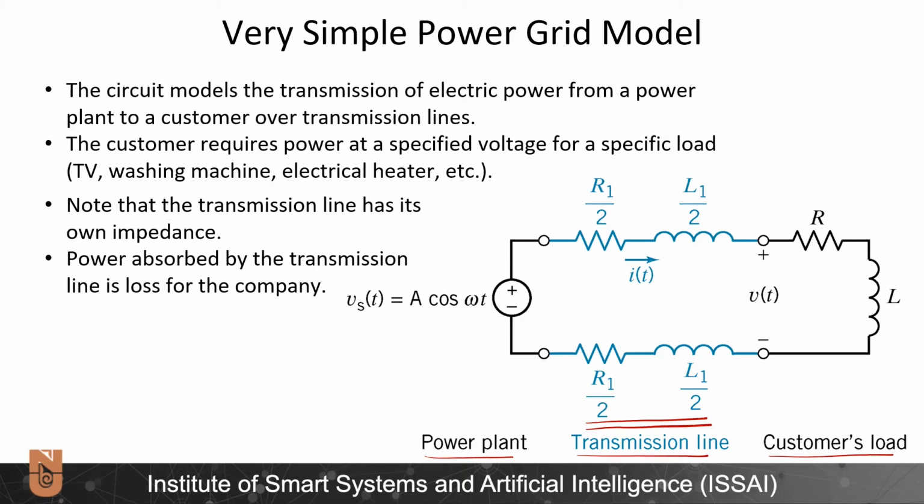It has resistance and also inductance. Maybe one day when we have room temperature superconductivity, this will not be the case, but today these are all aluminum or copper wires and they have their internal resistance and inductance. And in general, the power absorbed by the transmission line is lost for the company, because instead of the customer consuming that electricity, it is being dissipated as heat over those power lines.